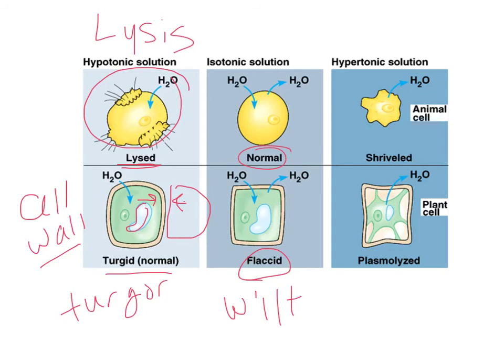Okay, in a plant cell, there's equal amounts of water going in and out, so you don't have this buildup of pressure on the inside. So the plant will start to look a little wilty. Okay. In a hypertonic solution, water is leaving the cell.